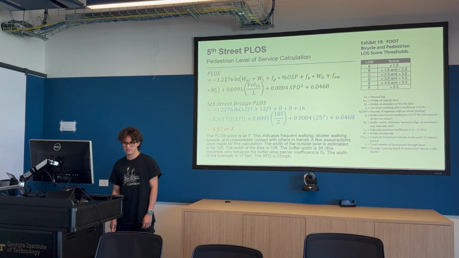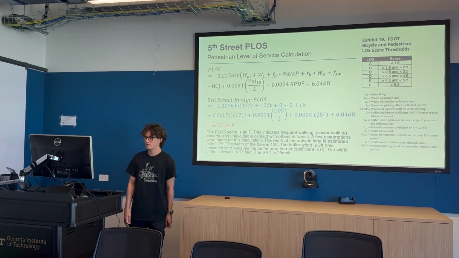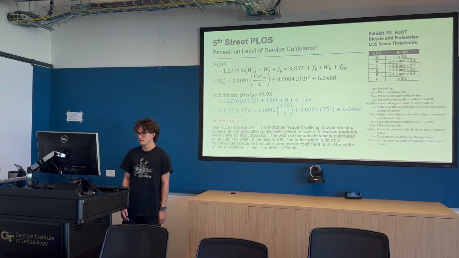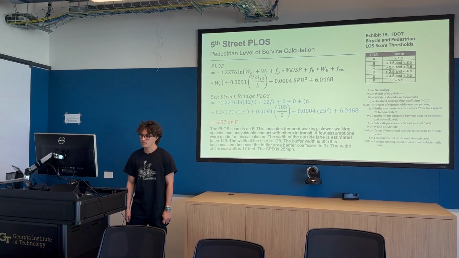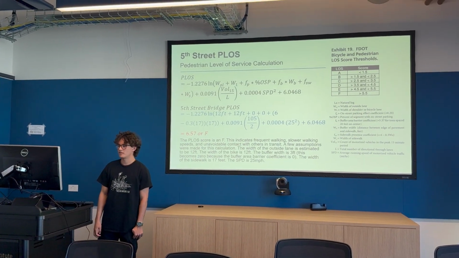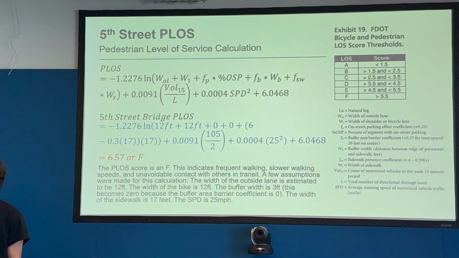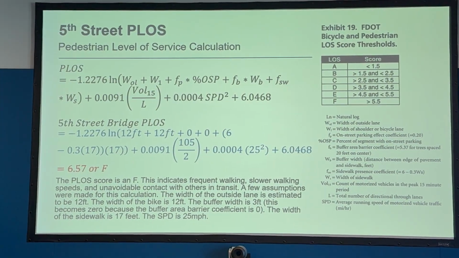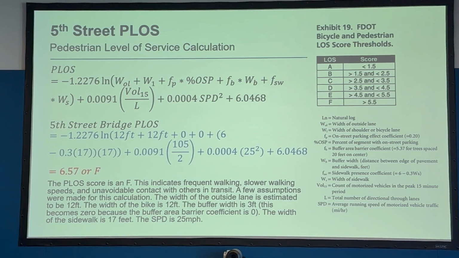And we made a few assumptions for this calculation, which included the width of the outside lane to be 12 feet, as well as the bike lane to be 12 feet, buffer width was 3 feet, and the width of the sidewalk was 17 feet, and then the average speed was 25 miles an hour.